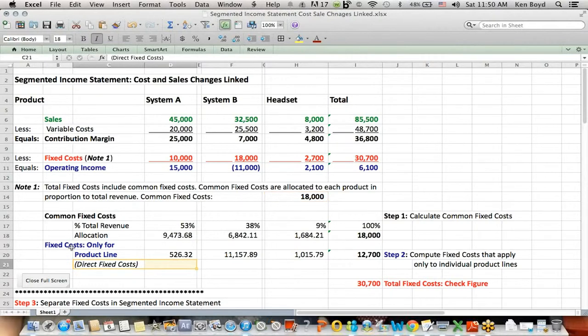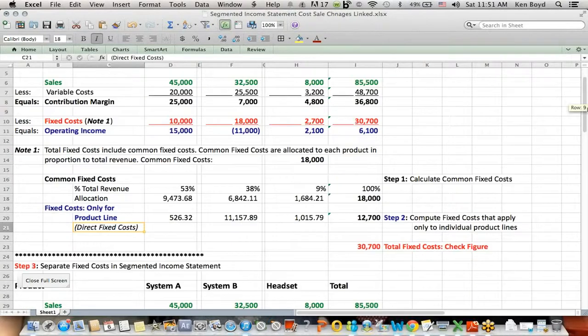We then have other costs that are direct fixed costs, that are fixed costs only for a particular product line. Since the total fixed costs are 30,700 and the common costs are 18,000, the remaining amount, 12,700, must be directly to each product line. So here's how I figured out the direct fixed costs for System A. It's the total less the common costs, and I get direct fixed costs just for that product line.